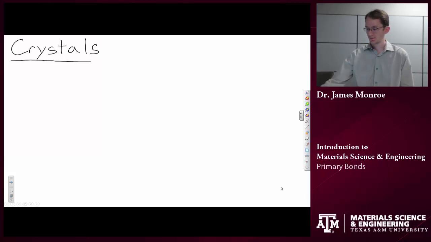In this one, we'll be discussing crystals and what makes a crystal. So in a crystal, we have atoms in a periodic array. So what does that mean?